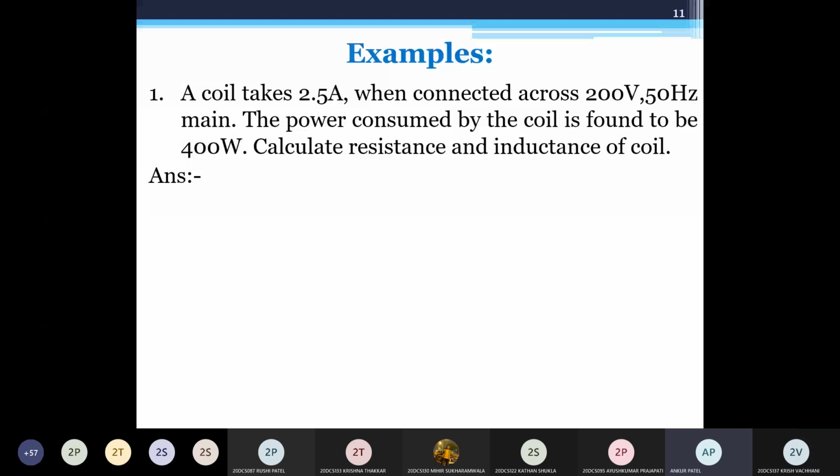So whatever formulas or relations we did, you have to implement here. So the coil takes 2.5 ampere, so I is given, V is given as 200 volt, F is given as 50 hertz. Now we need to find the power consumed by the coil, that is P is given as 400. So we need to find R and L of the circuit. So what will be your first step? Anyone have an idea?